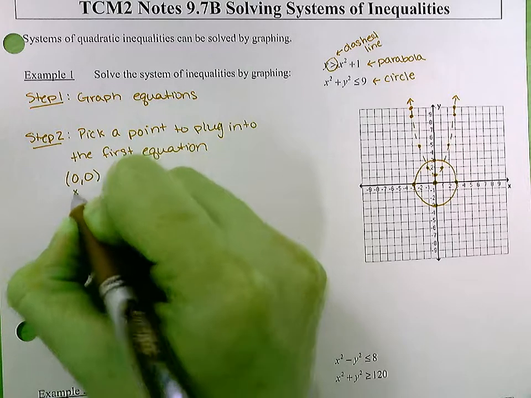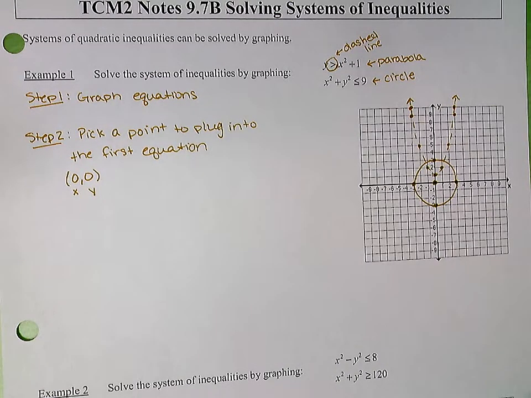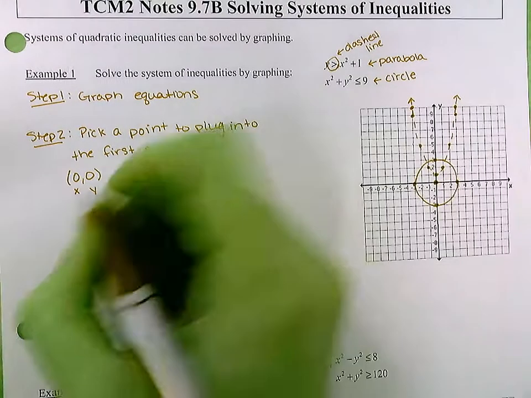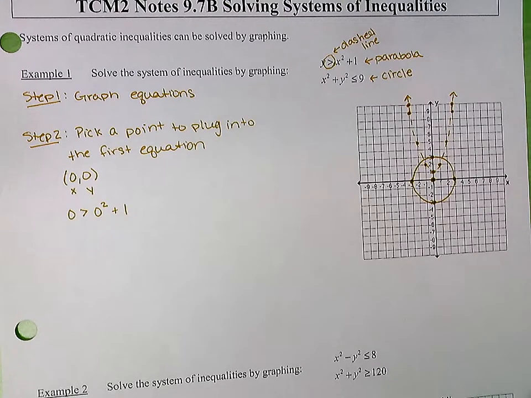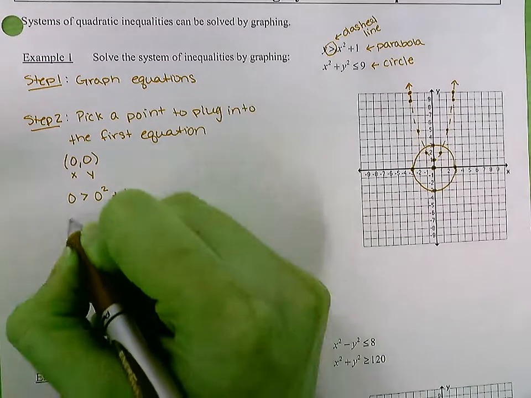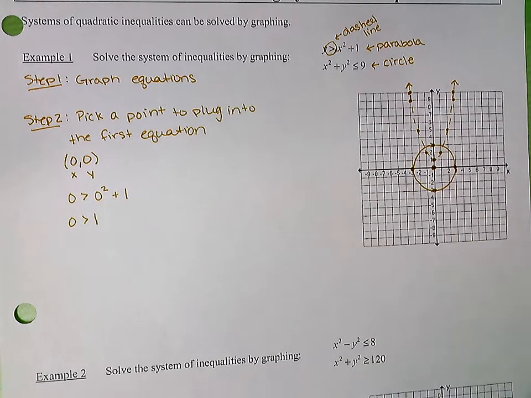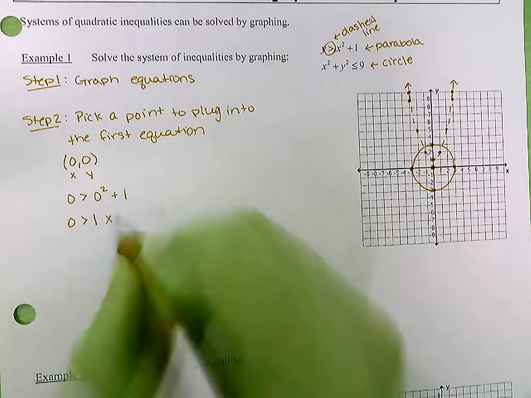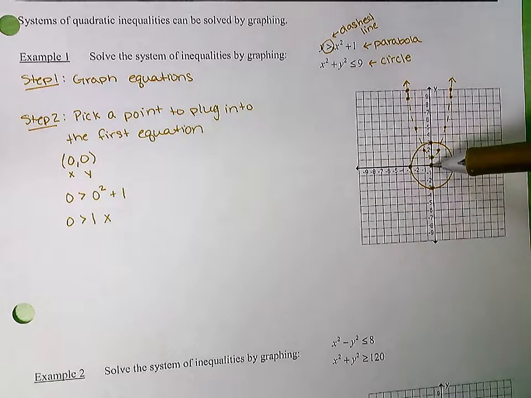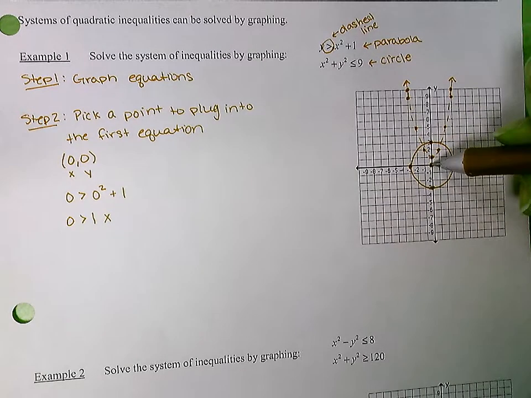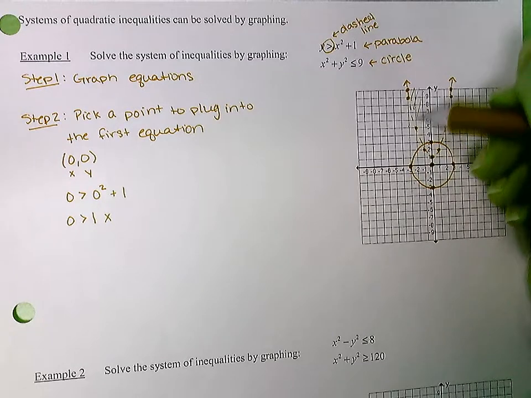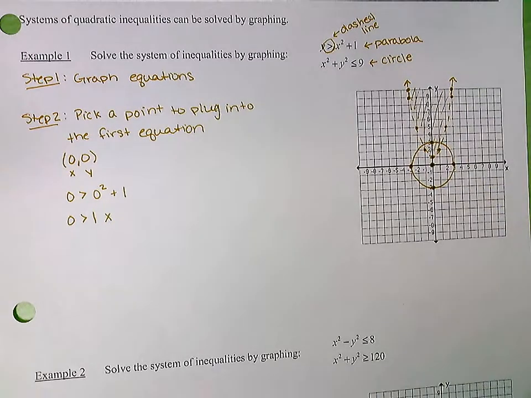So I'm picking 0, 0 for x and y. We're going to plug in 0 for x and 0 for y. So over here, we have 0 is greater than 0 squared plus 1. So I have 0 is greater than 1. Is that true? That is definitely not true. Now 0, 0 is here. It's on the bottom part of that parabola, right? So since that's not true, I need to shade inside this parabola. Don't shade super dark. Just lightly shade inside that parabola.